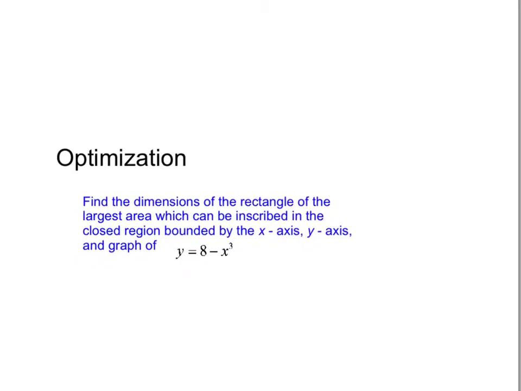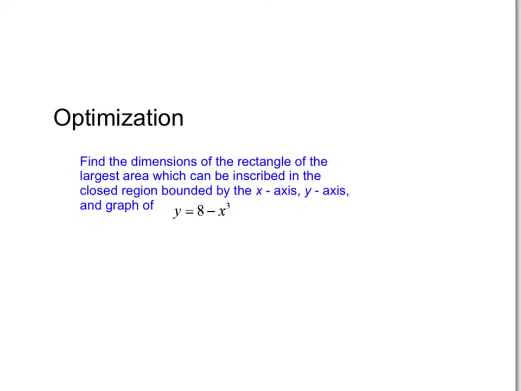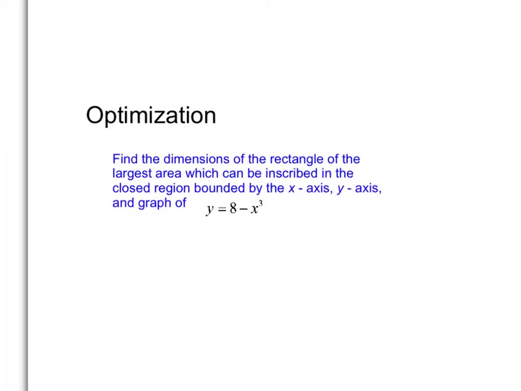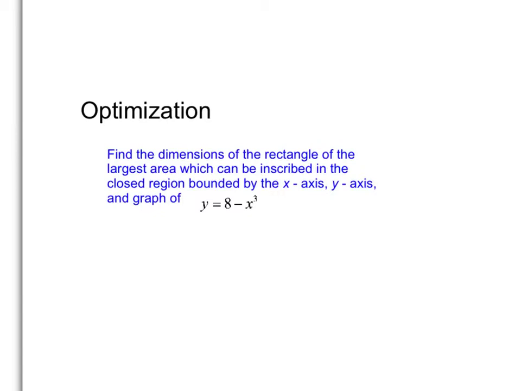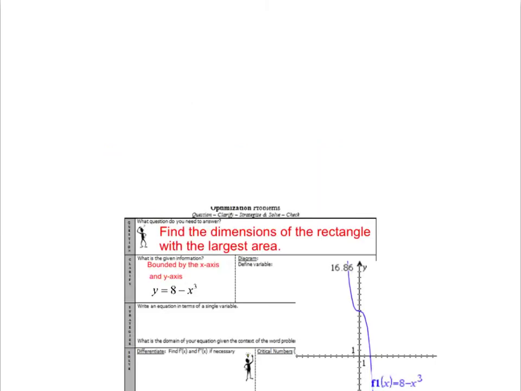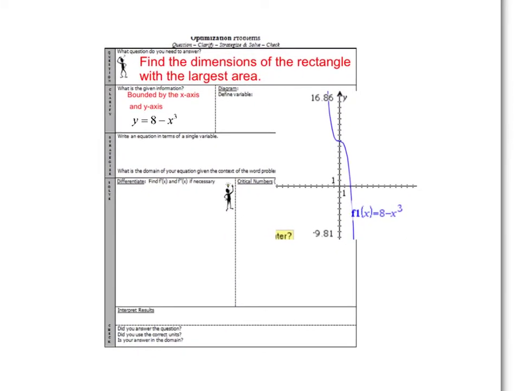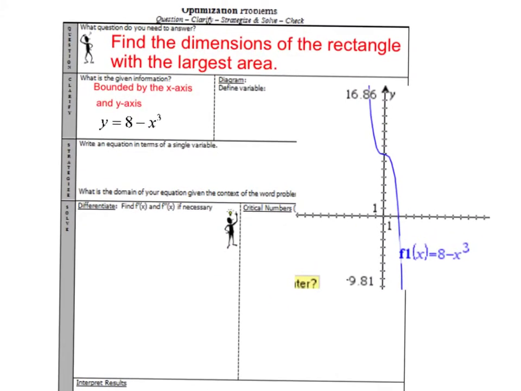Okay? So in this example, we have to find the dimensions of a rectangle, and we have an area of land that's inscribed by the x-axis and the y-axis, and the graph of y equals 8 minus x cubed. Okay. Let's tackle this. So let me move this up a little bit here. Get out your protocol, turn it over, you should have 2 sides, and let's answer the questions that are asked of us. So first of all, what is the question we have to answer? Well, we have to find the dimensions of a rectangle with the largest area possible.